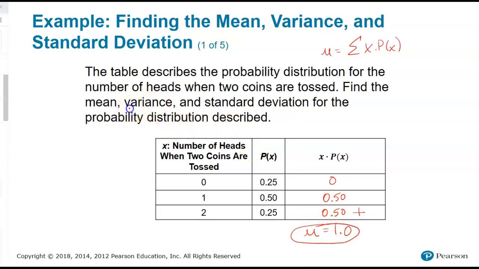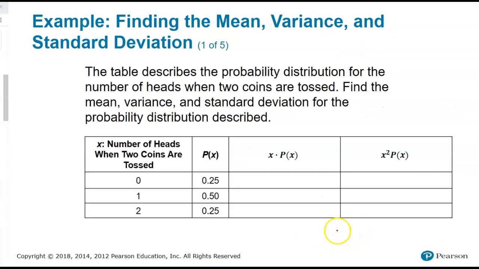Okay, moving on to finding the variance. The variance, if you recall, is the sum of x squared times p of x, and then we're going to subtract the mean squared from that. So hold on to this value because we're going to have to use that to find the variance.